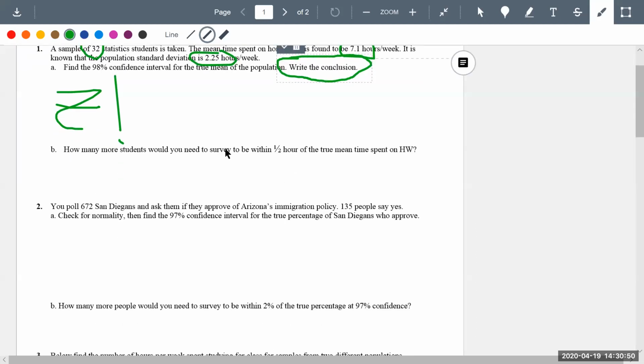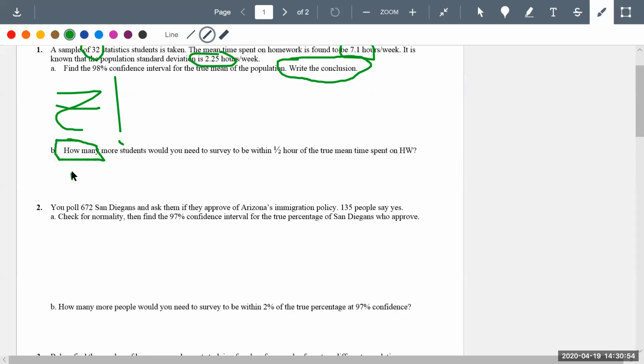Okay. When you see a question that says how many, that's n. So I'm going to want a formula that solves for n. How many more students would you need to survey to be within half an hour of the true mean time spent on homework? So you want an n formula that's got z in it. It's got sigma in it because we're talking about means. It's got a standard deviation. All right, so you got your n formulas. You can see which one that is, and just plug in everything you know. And that right there is going to be my error.